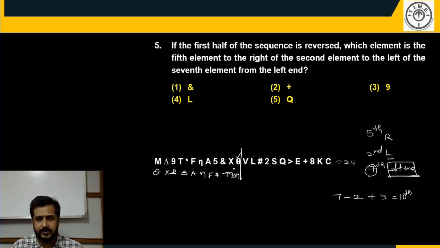So what I am suggesting is, instead of reversing the sequence, directly start counting from here onwards, the left hand, because this is reversed, right? So 1, 2, 3, 4, 5, 6, 7, 8, 9, 10. It is 9. So choice 3 is your answer.